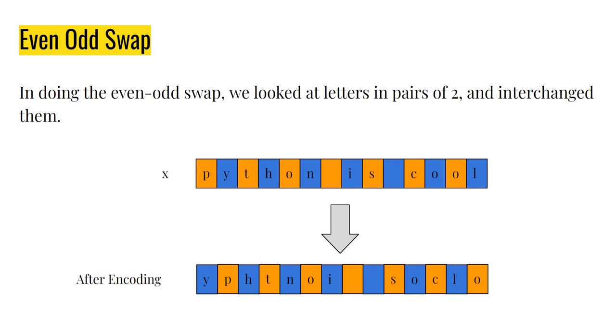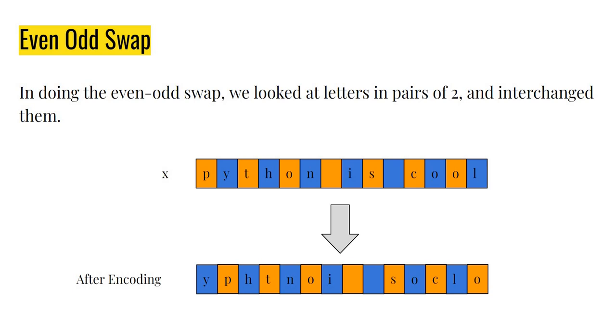So what we want to do really is that, previously we did this even odd swap where we looked at our message. For example, let's say the message was "Python is cool." We looked at this in pairs of two, and we swapped the two letters in the pair. For example, we took Y ahead of P, we took H ahead of T, we took N ahead of O, and so on and so forth. And hence we got our encoded message, which is kind of interesting.